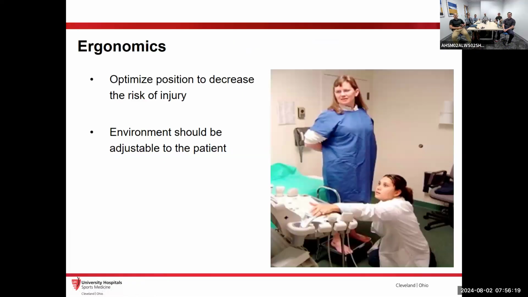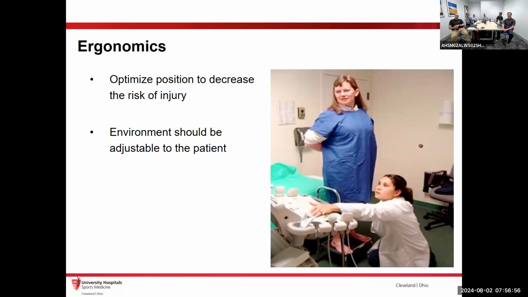So, ergonomic setup. First, you want to optimize the position to decrease the risk of injury to the patient. Second thing is you don't want to injure yourself. If you look at this picture, I have no idea what she's actually scanning, but I would hope so, but she's got a gown on, so we don't really know. If she is imaging something of the lower extremity, why are you having her stand on a stool? It seems like a recipe for disaster here.